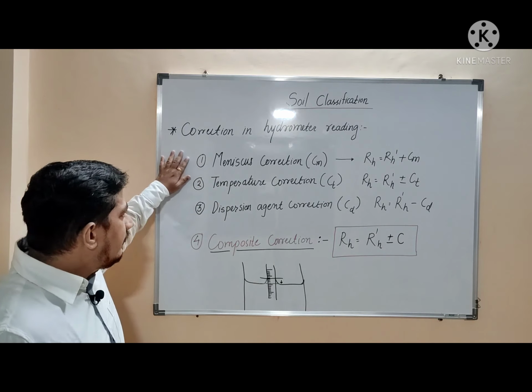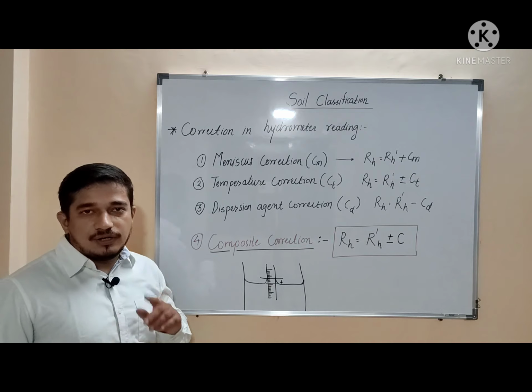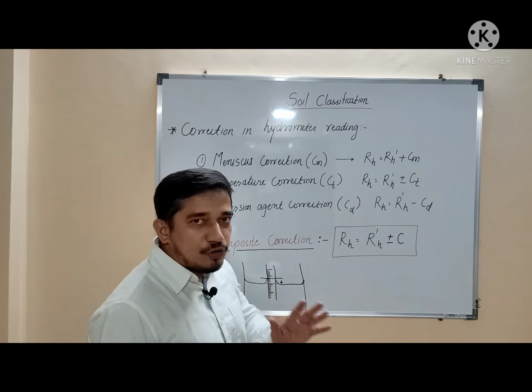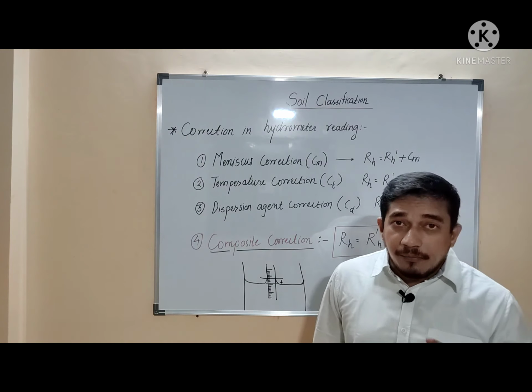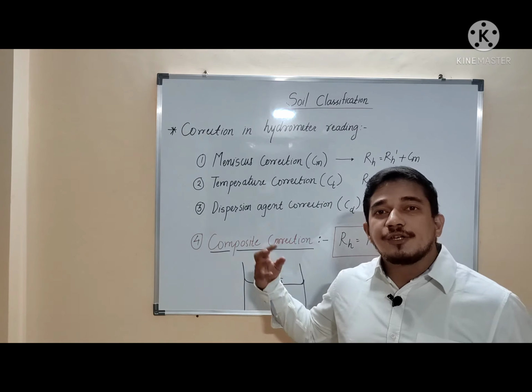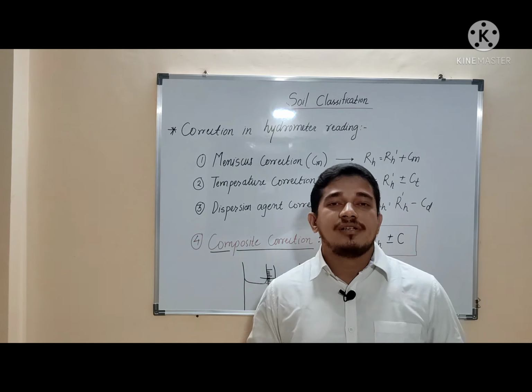Instead of finding these three corrections individually, we will find one composite correction. As we know, the hydrometer is calibrated for 27 degrees centigrade temperature. It means that the hydrometer is expected to give the reading as 1 when the temperature is 27 degrees centigrade.